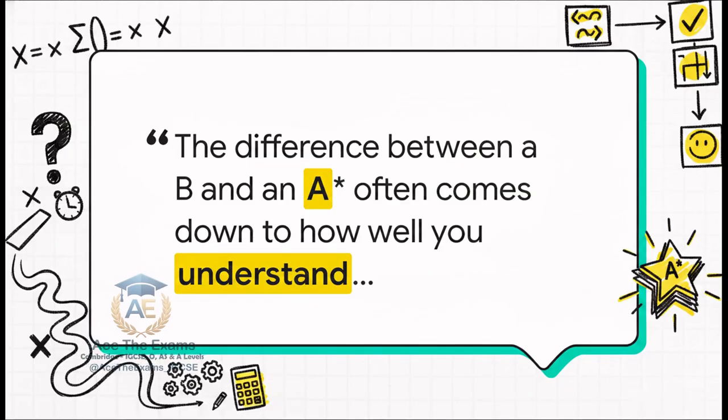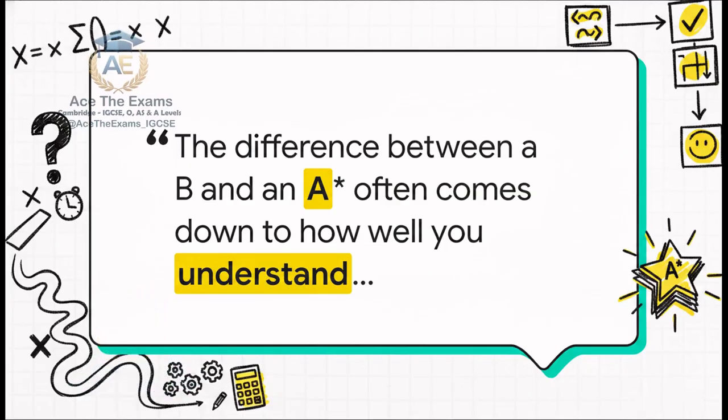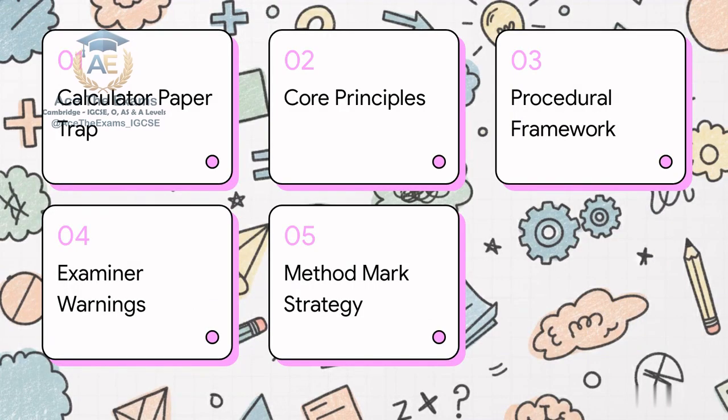We see this constantly in our analysis of past papers. Students who rely solely on the calculator end up losing out on the highest grades because they failed to communicate their underlying mathematical logic to the examiner. So here is our visual game plan for today's explainer. We are going to systematically cover the principles, the methodology, and some very specific examiner warnings.